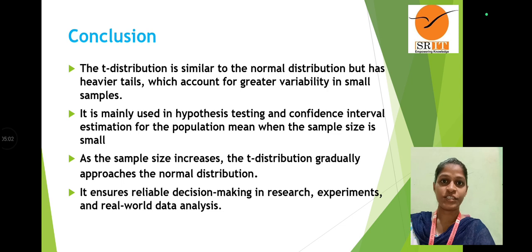Conclusion: the t distribution is similar to the normal distribution but has heavier tails, which accounts for greater variability in small samples. It is mainly used for hypothesis testing and confidence interval estimation for the population mean when the sample size is small. As the sample size increases, the t distribution gradually approaches the normal distribution. It ensures reliable decision making in research, experiments, and in real world data analysis.